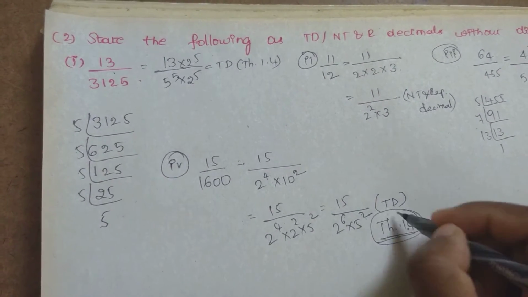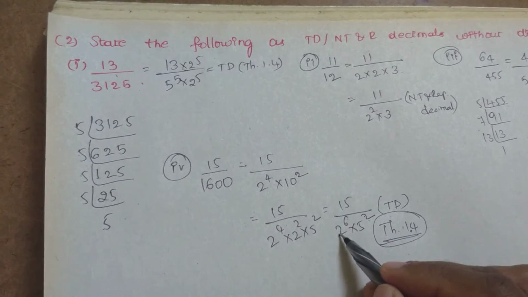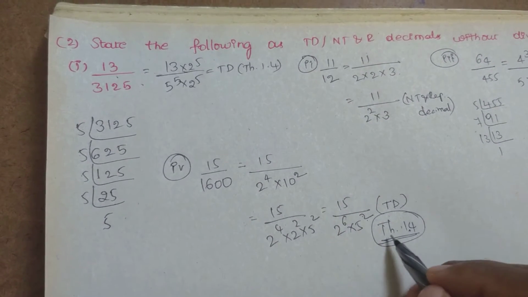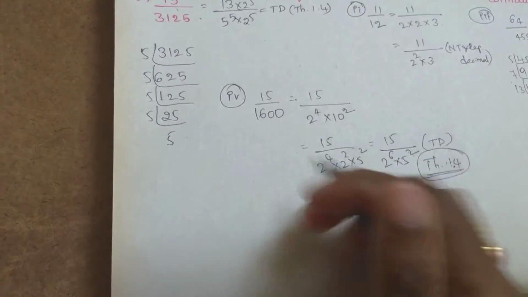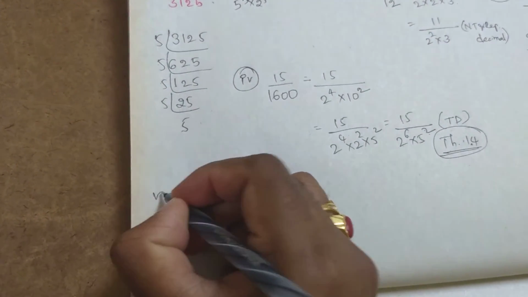As per theorem 1.4, here the denominator is in the form of 2 power n into 5 power m. So whatever the decimal we get is a terminating decimal. Okay, let's move on to question number 5.